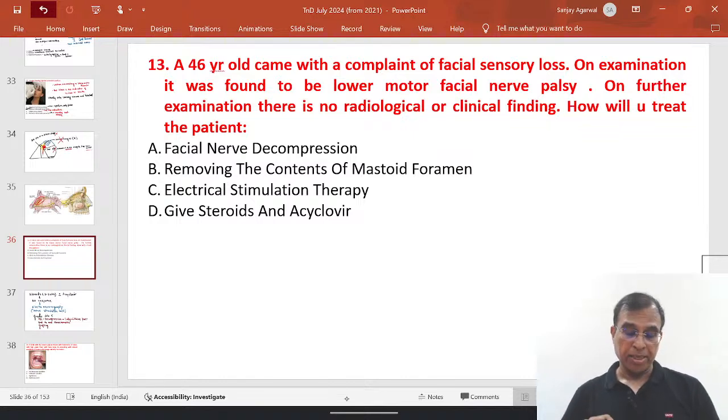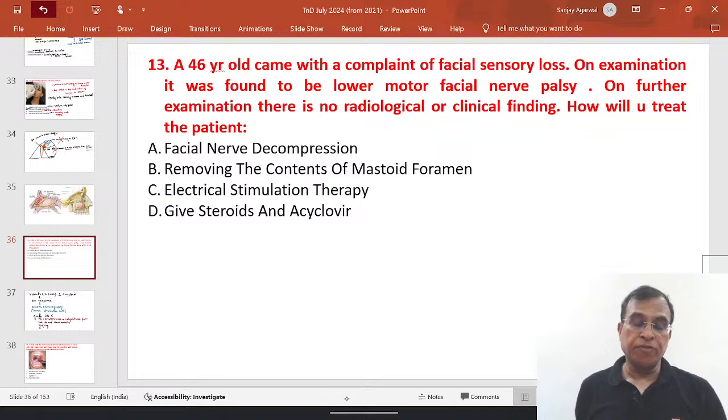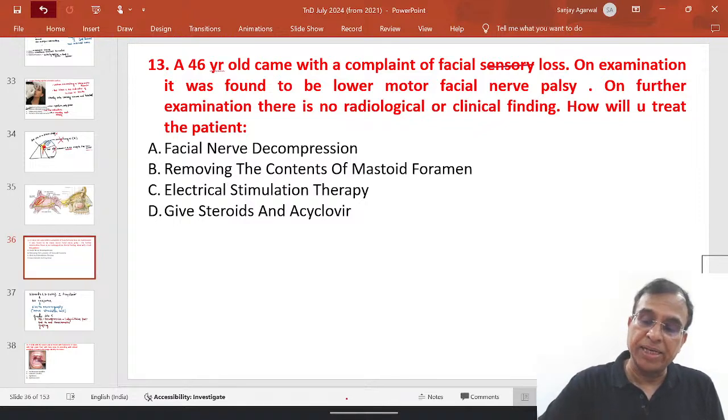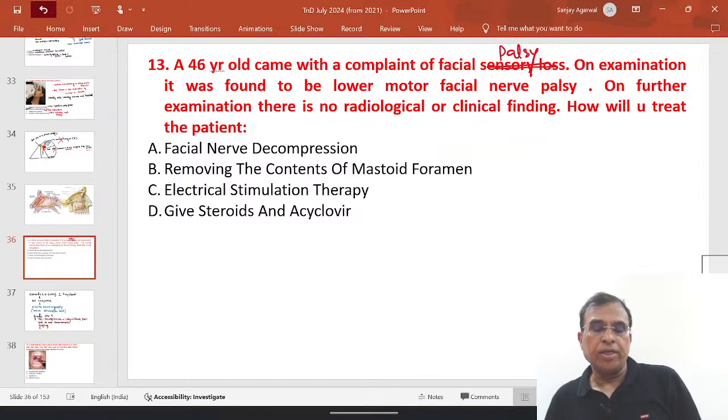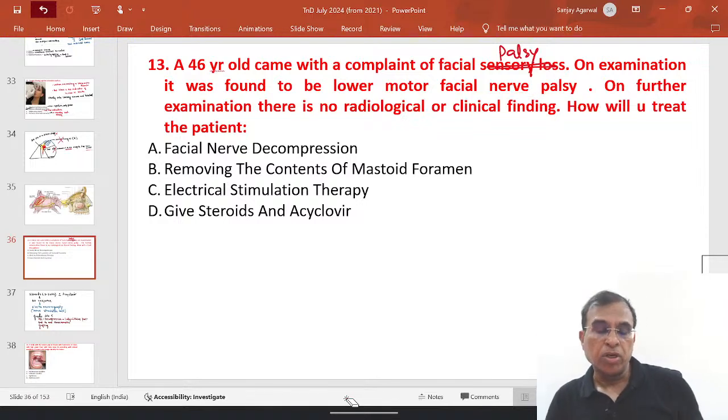Okay. So question number 13. A 46-year-old came with a complaint of facial palsy. Please make a correction here. Facial palsy. Okay. On examination, it was found lower motor neuron palsy is written here clearly. So the one above was a printing mistake. On further examination, there is no radiological or clinical finding. How will you treat this patient?